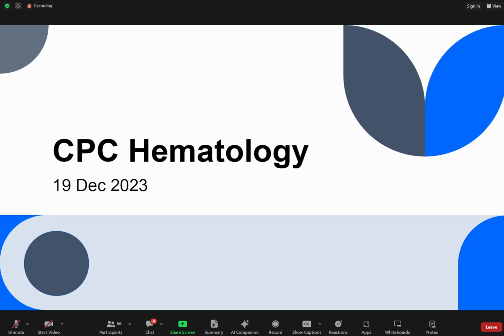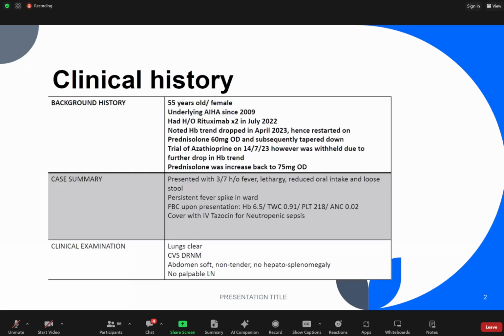So this case was just recently discussed, actually just yesterday, with our clinical hematologist for a diagnostic dilemma. This is a 55-year-old female with underlying IHA since 2009, who had a history of rituximab times 2 in July 2022, but then noted a HB trend drop in April this year, and hence they started her on prednisolone. She also had a trial of azathioprine in July this year, but it was withheld because of a further drop in HB trend, and she was increased back on her prednisolone.